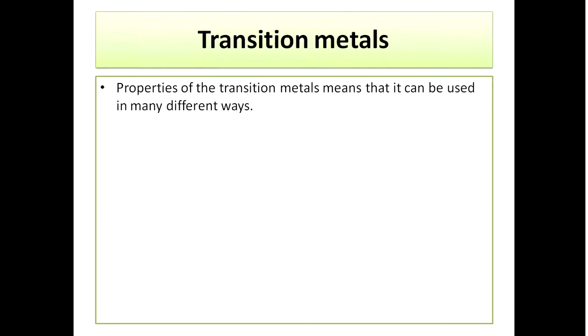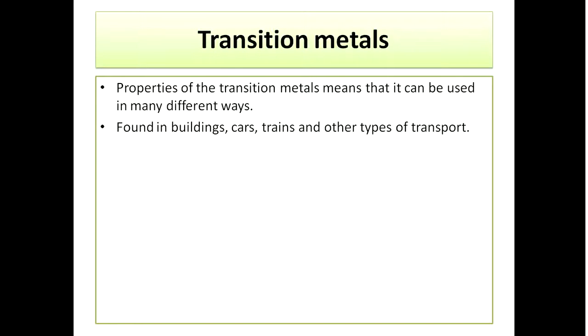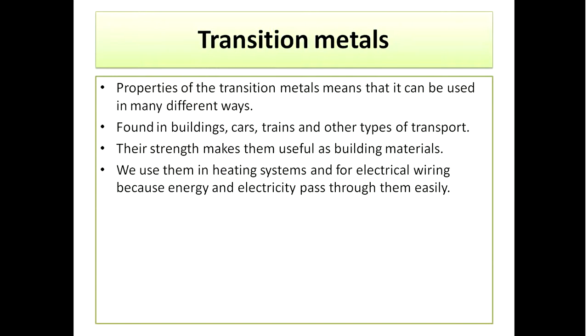The properties of the transition metals mean that they can be used in many different ways. For example, buildings, cars, trains, and other types of transport. Their strength makes them useful as building materials. And we use them in heating systems and for electrical wiring because energy and electricity pass through them easily.